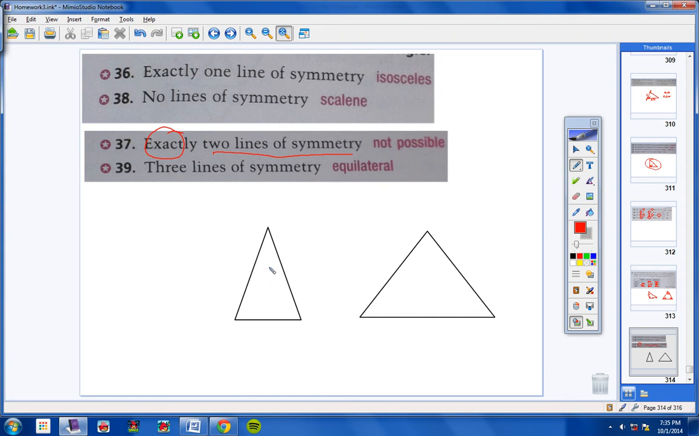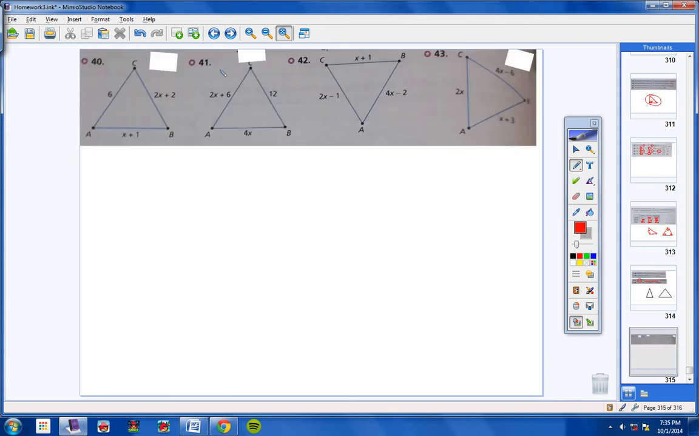You can draw a triangle like this, an isosceles, that has exactly one line of symmetry, or you can draw an equilateral triangle that has exactly 3 lines of symmetry, but you cannot draw a triangle that has exactly 2 lines of symmetry, okay? It is not possible.